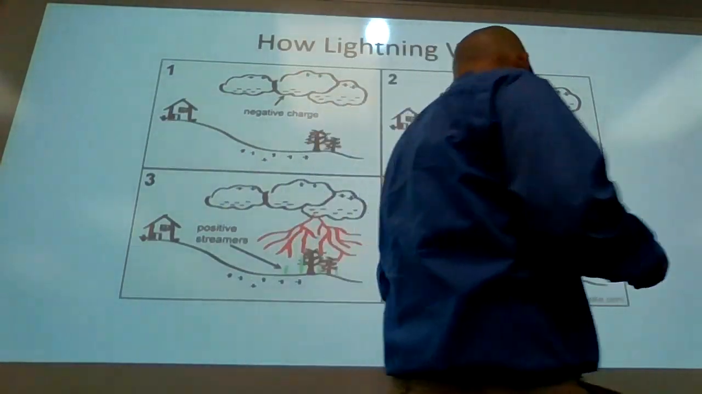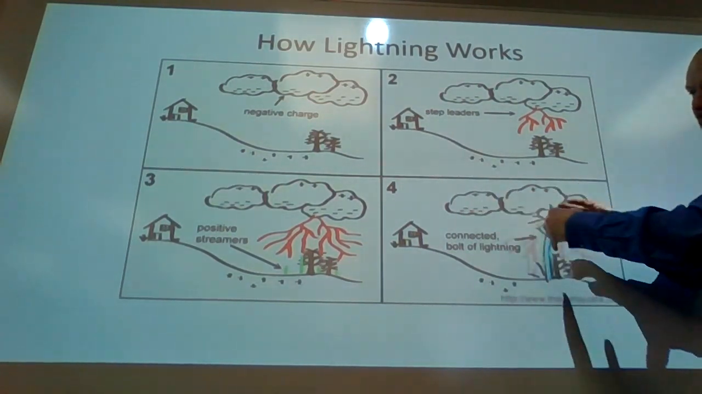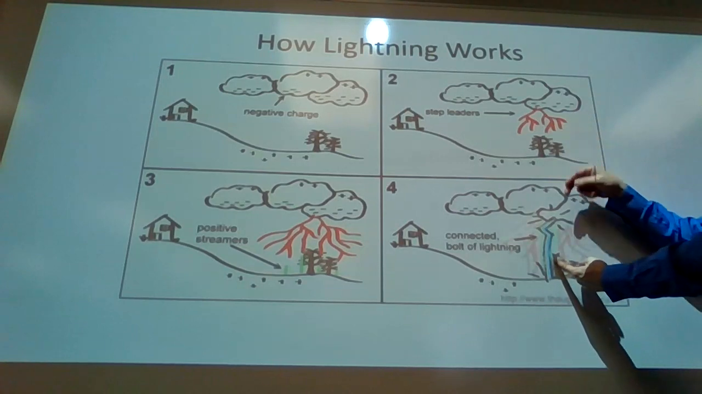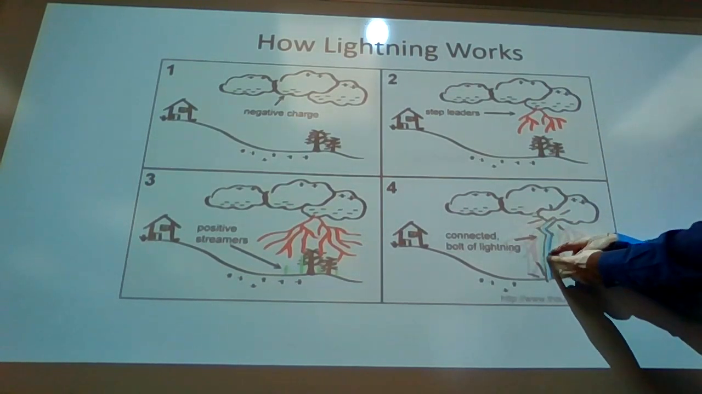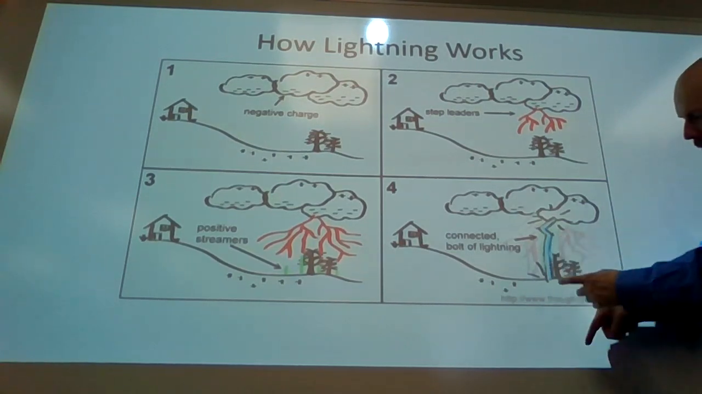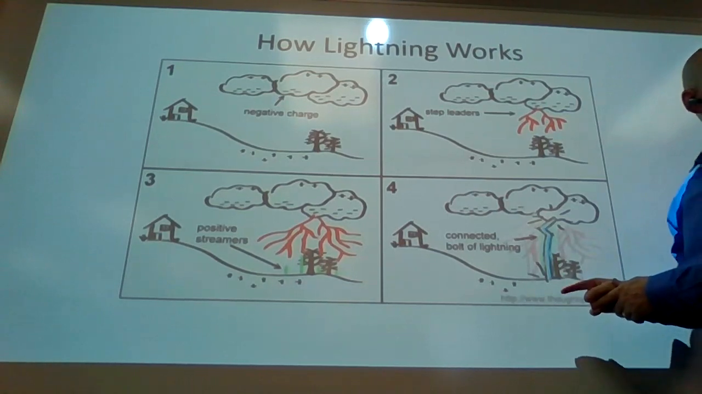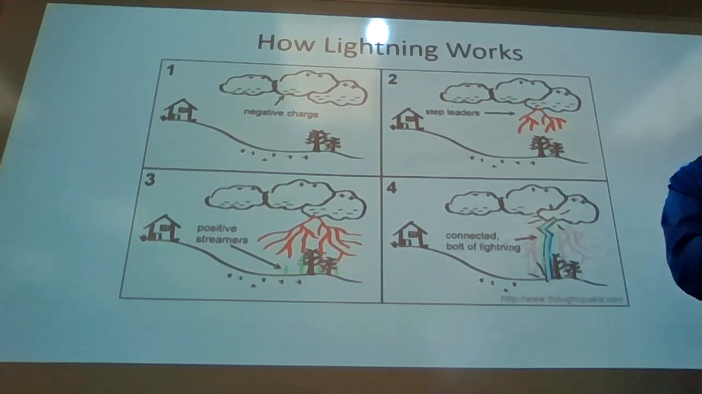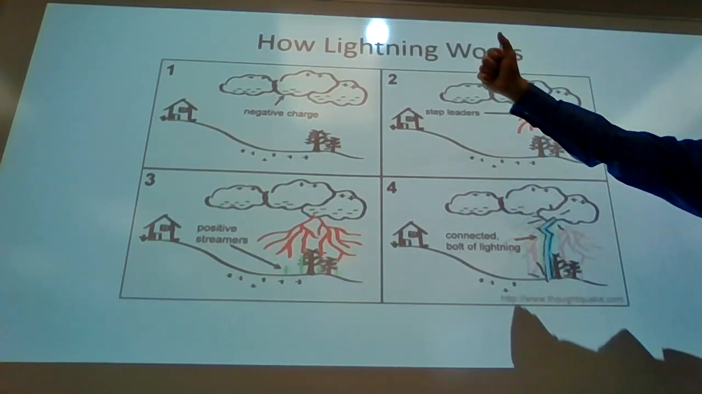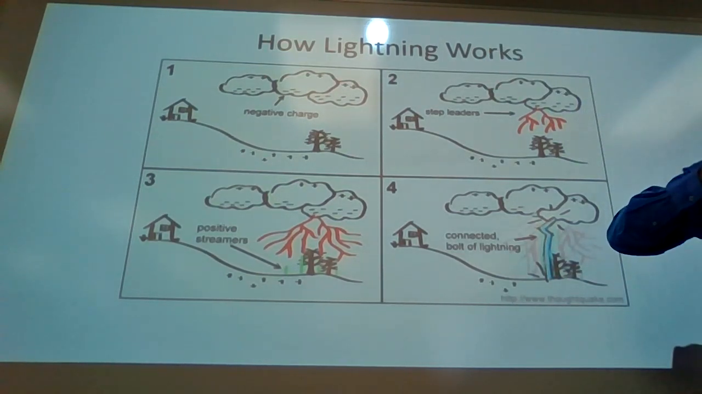And when one of those connects with the step leaders, then the road is connected. And so what happens is the electrons that were in the cloud rush down. That creates light. That's your lightning. Now, remember from chemistry, when you have an excited electron, it jumps up to a higher orbital state, and then when it falls back down, it emits a photon, emits light.